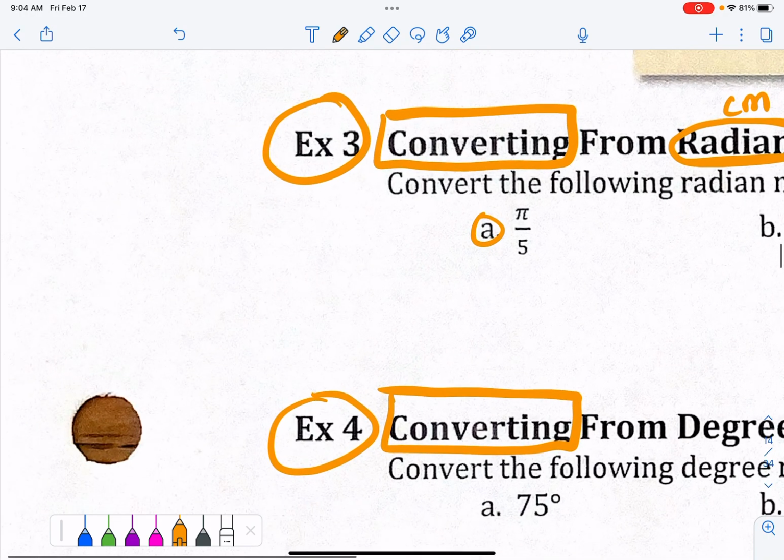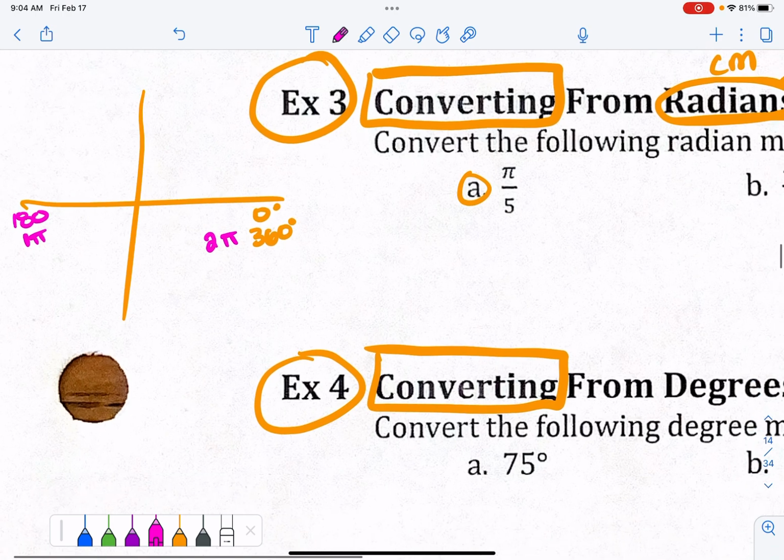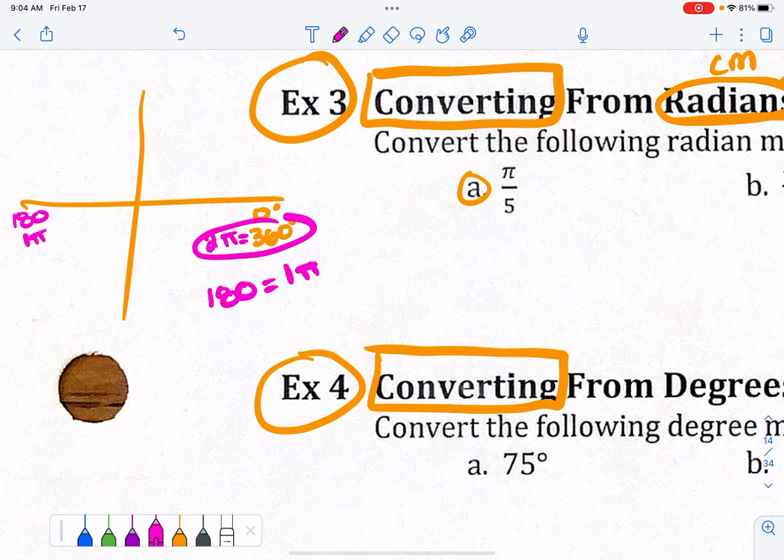So here's the deal. On the unit circle, we said 0 degrees was here, and 360 degrees is also in the same spot, and 360 is the same thing as 2 pi, but we said 180 degrees was the same thing as 1 pi, right? So when we're converting, this makes it really easy. In example 3 and example 4, all you're doing is saying that 180 degrees is equal to 1 pi. Really, you could say 2 pi is equal to 360, but the reduced form is that 180 equals 1 pi. If you divide this by 2, 180 equals 1 pi, okay?